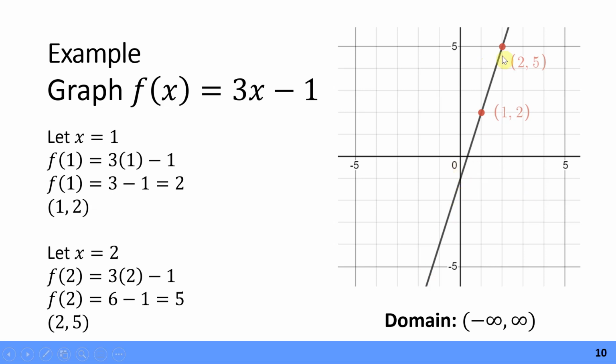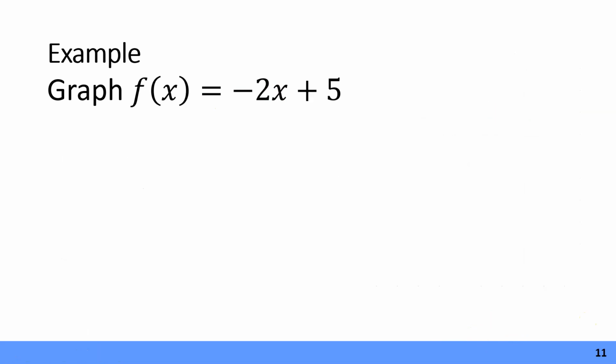And just for a word, you want to put a little note in your notes: anytime you have a linear function like this one, your domain is always going to be negative infinity to positive infinity. Okay, so don't even worry about it. But just remember, this is only for linear. So this is linear, which means my domain is going to be negative infinity to positive infinity. All right, let's go ahead and try one more here.